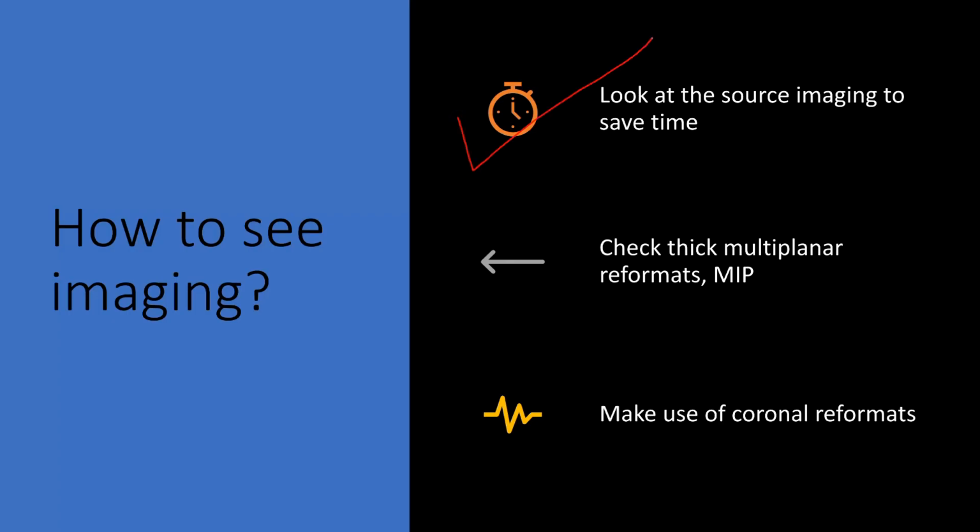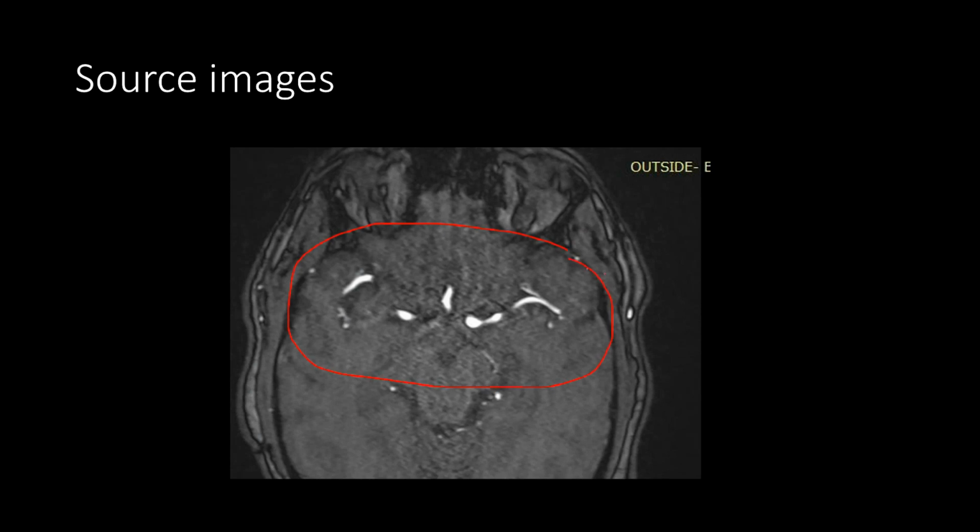First, look at the source images. The source images come first, and from them look at the basic vascular anatomy. Then the multiplanar reformats will appear, and always make use of maximum intensity projection. Then make use of coronal reformats. This is the source imaging. We know that you cannot interpret anything from a single section. You have to run through different sections to know the continuity of the vessel, and it is very difficult for a non-radiologist to identify stenosis or occlusion from the source images.